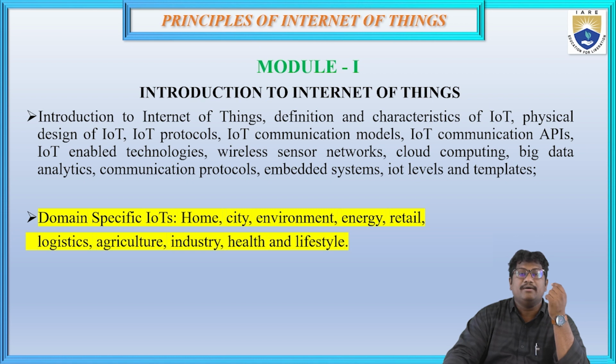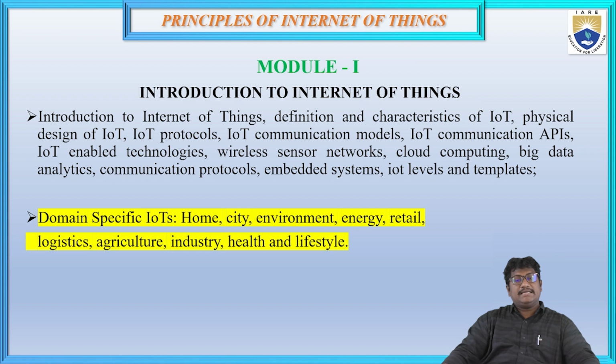Let me enter into the specific topic, which is domain specific IoT. There are certain things which we already discussed in the previous class, and in today's class also I am concentrating on these specific domains only. Why? Because you need to know how each specific domain works and what particular things exist in it. Smart home, smart city, smart environment, smart energy, smart retail industry, smart logistics, smart agriculture system, smart industrial system, smart health and lifestyle system. These are the various domains which exist in our Internet of Things.